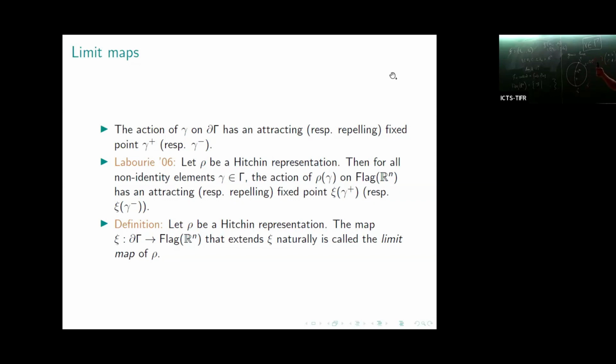So using a continuity argument, you will get a map which extends that xi map from the boundary of gamma to the flag space of Rn, which is called a limit map. The definition in the paper is given in a bit different way. It says that if there exists a limit map which satisfies certain properties, but this is, in my understanding, a more intuitive way of looking at the limit map.